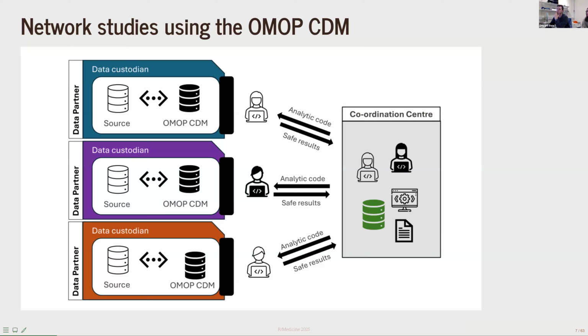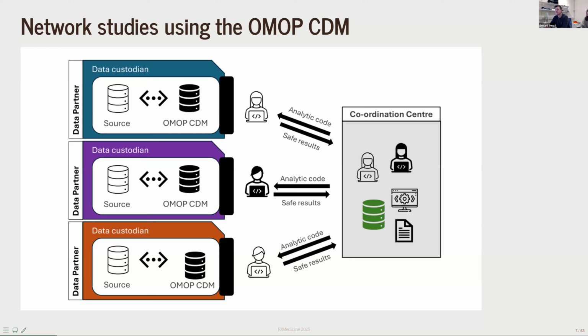And really, what we're often doing in these network studies, this allows us to run international network studies, or studies within a certain country where we've got multiple data partners, all independently mapping their data to the OMOP Common Data Model. But because they've mapped to this common standard with common vocabularies, they're able to take the same code that's given to them, run that locally in their environment, and then send back aggregated results.